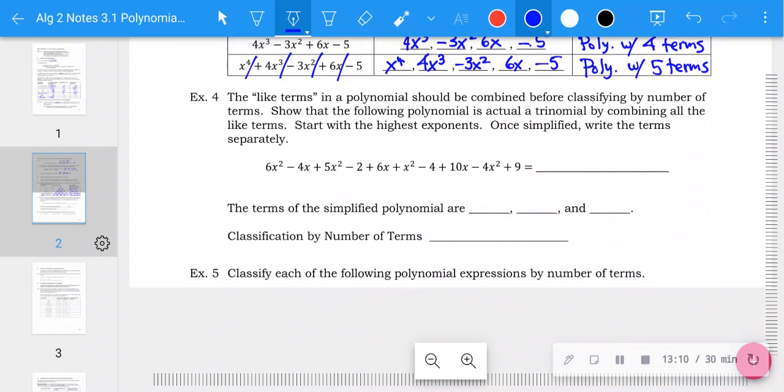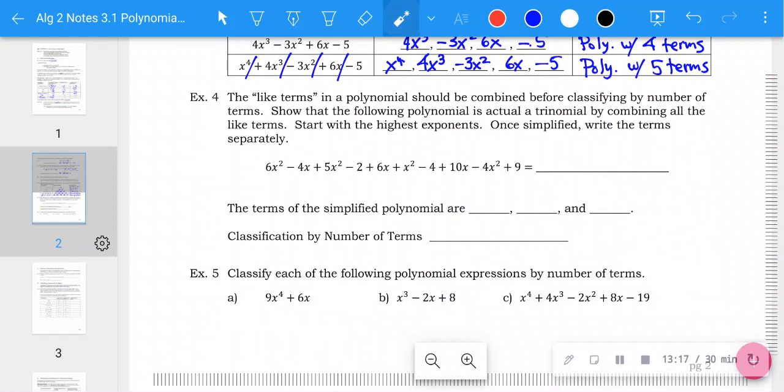All right, like terms can be combined and should be combined before you classify them. At first glance, you would think, boy, that's an awful lot of terms, and you might be tempted to say 1, 2, 3, 4, 5, 6, 7, 8, 9, 10 terms, and call it something ridiculous like a decanomial or something. But you should combine your like terms first.